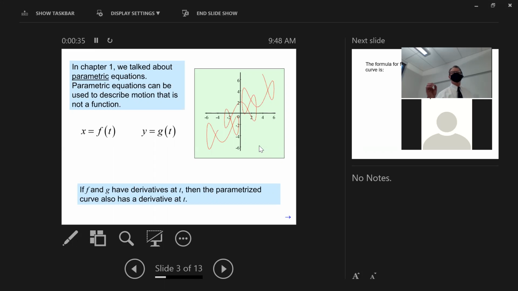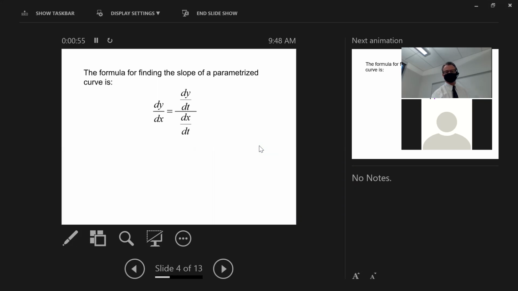So what do you have? The outputs are x and y, and the input is t. If the two functions have derivatives, then the curve has a derivative. dy/dx is the derivative of the curve. It's the derivative of y with respect to t divided by the derivative of x with respect to t, because the dt's would reduce.